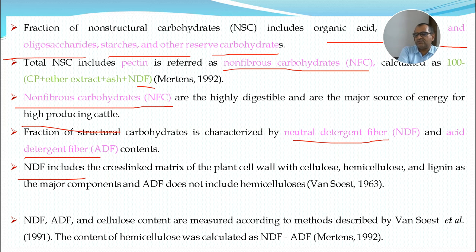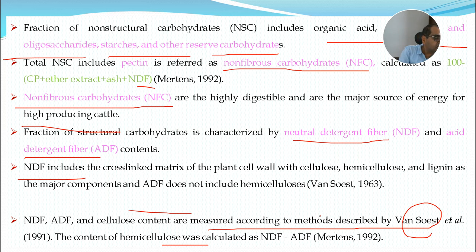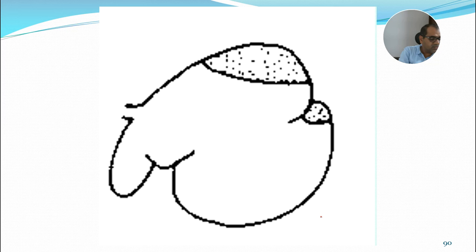So acid detergent fiber, neutral detergent fiber, and cellulose are measured according to the method described by the source. The content of hemicellulose is calculated by NDF minus ADF. This is something one needs to know.